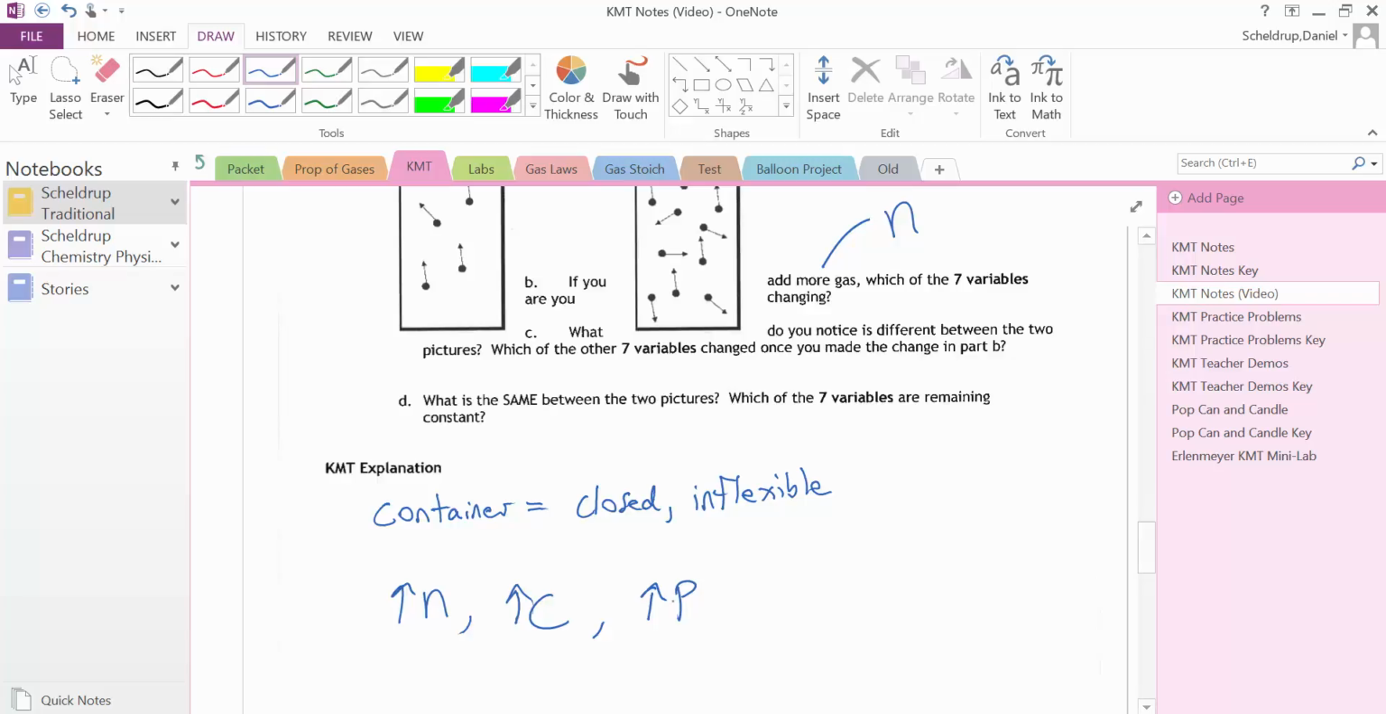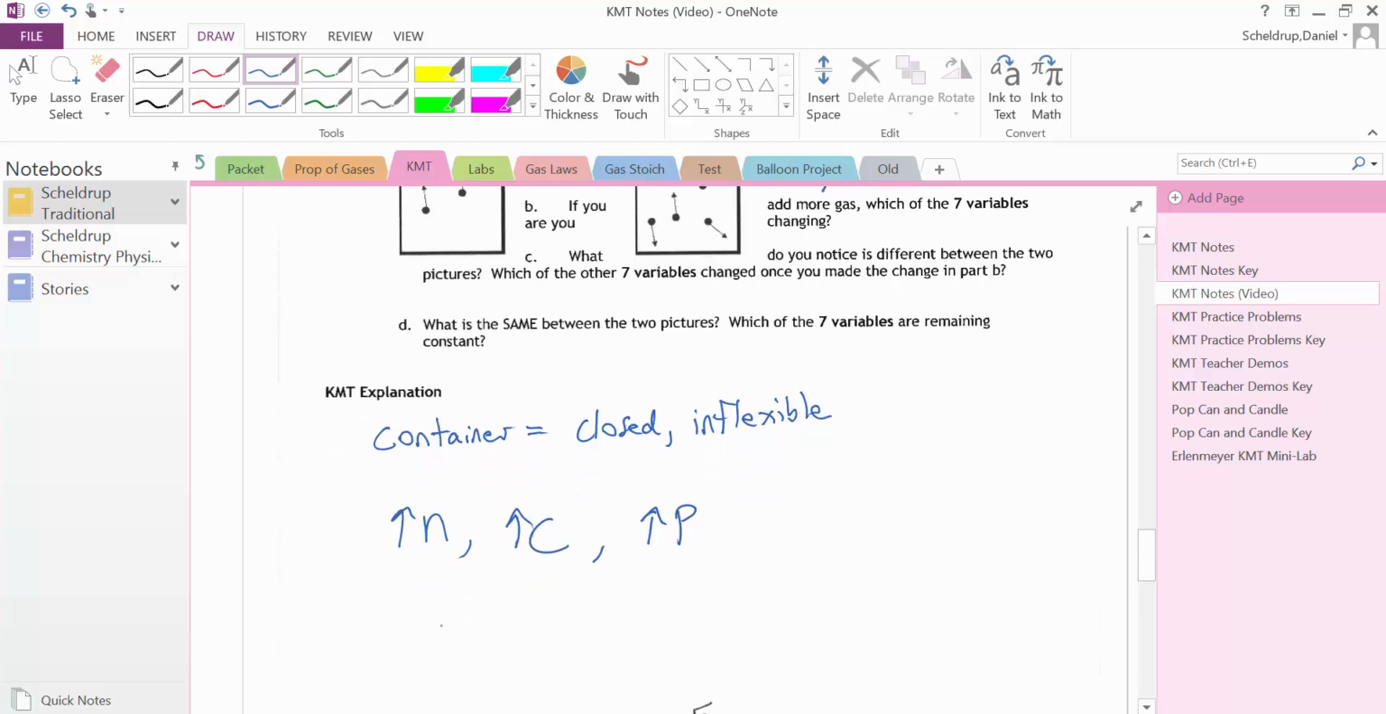Now the final question here says, what is the same between the two pictures? So we have to think about what were the constants in this situation. Not every variable changes each time. For example, did we change the temperature of the aerosol can from the before to the after picture? No, we said the arrow stayed the same size, so temperature stays the same. And which variable is always directly connected to temperature? Well, that's kinetic energy. So kinetic energy didn't change either.